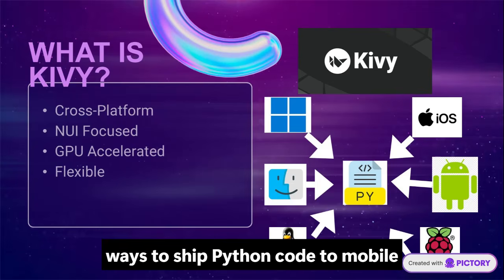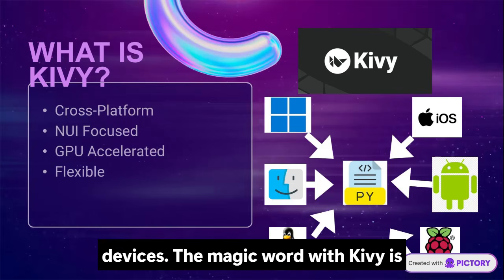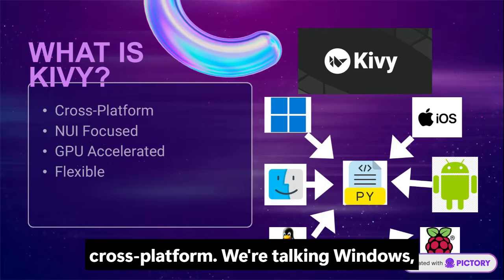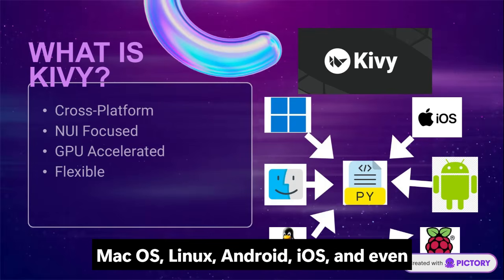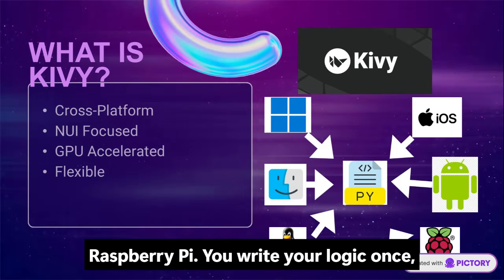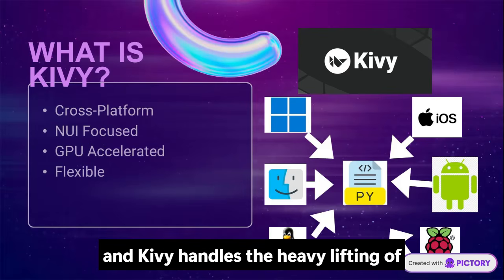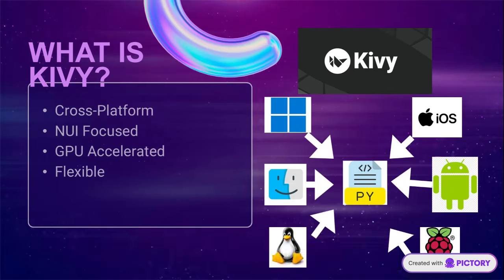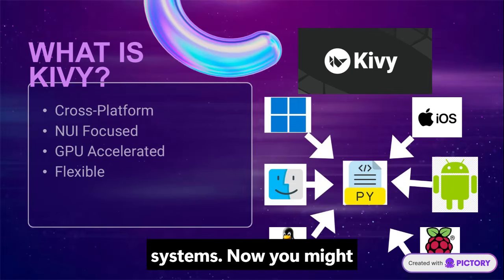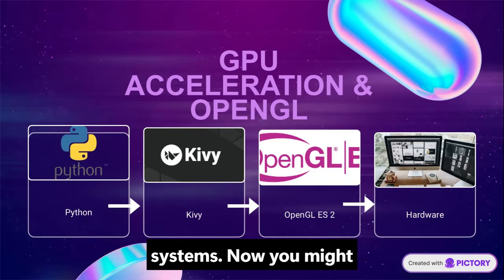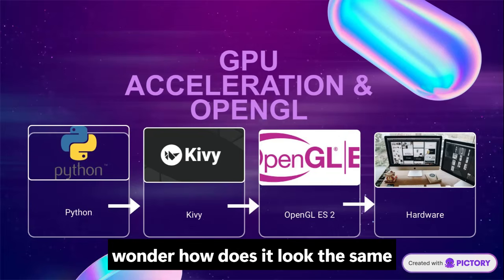The magic word with Kivy is cross-platform. We're talking Windows, macOS, Linux, Android, iOS, and even Raspberry Pi. You write your logic once, and Kivy handles the heavy lifting of making sure it renders correctly on different screen sizes and operating systems. Now, you might wonder, how does it look the same everywhere?